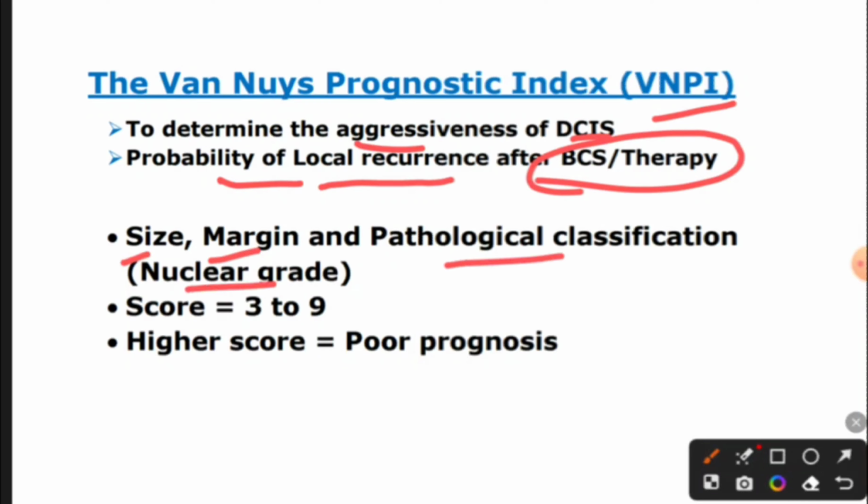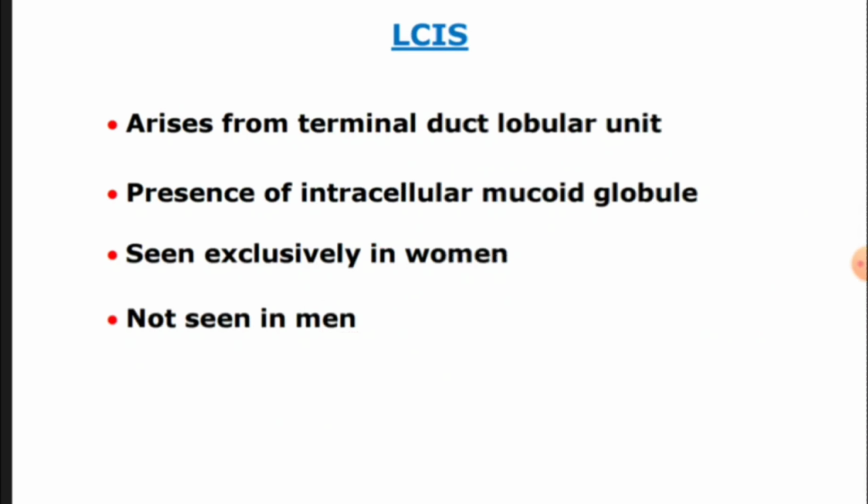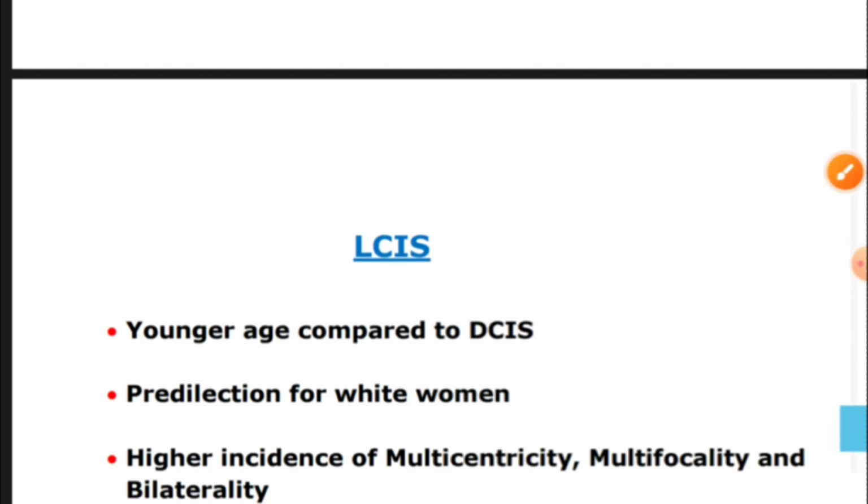Now coming to lobular carcinoma in situ. The lobular carcinoma in situ arises from the terminal duct lobular unit, and it is characterized by presence of intracellular mucoid globules. It is seen exclusively in women and not seen in men. Why? Because the lobules are absent in men. That's why lobular carcinoma in situ is not seen in men and seen only in women.